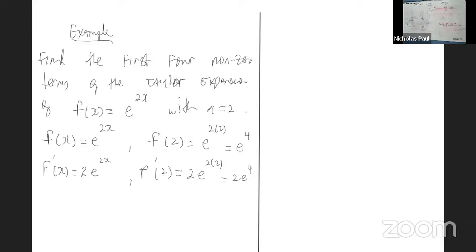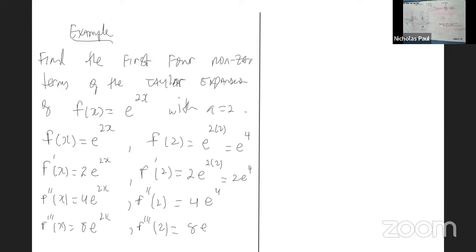That's two non-zero terms, so we have two more to do. The second differential, the differential of 2x is 2, 2 by 2 is 4, so that's 4e to the 2x. Second differential of 2, that'll be 4e to the power of 4. Same thing, right? And then triple prime, that'll be 2 by 4, that's 8e to the 2x. So triple prime 2, that will be 8e to the 4. Okay? Now that you have the first four terms, we can write what f of x is.